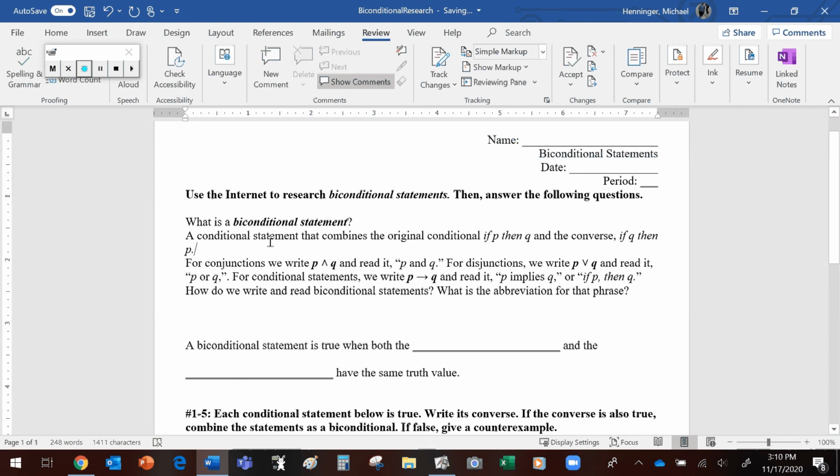Okay. Now, for conjunctions, we write P and Q. We use that little caret, and we read it P and Q. For disjunctions, we write P, and then we use that V, and we read it P or Q. For conditional statements, we use the arrow to denote if-then, or P implies Q. How do we write and read biconditional statements? And what's the abbreviation for that phrase?